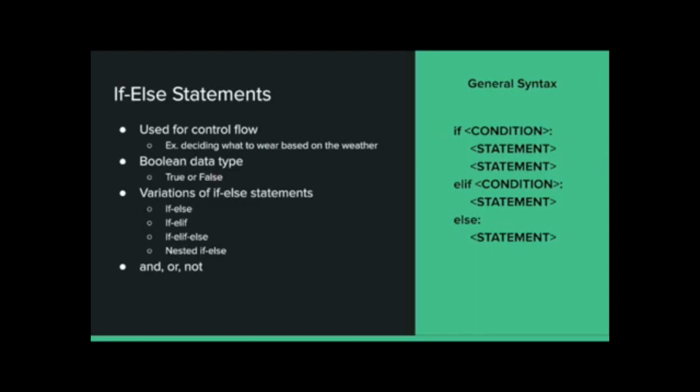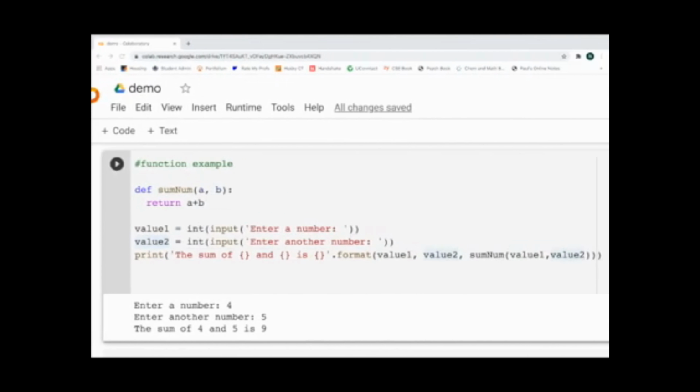There are also nested if-elses. So if a condition is true, do this, and then within that, if another condition is true, and it could just keep on going. But this is the general syntax you need to remember. The condition and the colon are very important. And then last video we talked about and, or, not. I said I would give an example, so we have one right here.